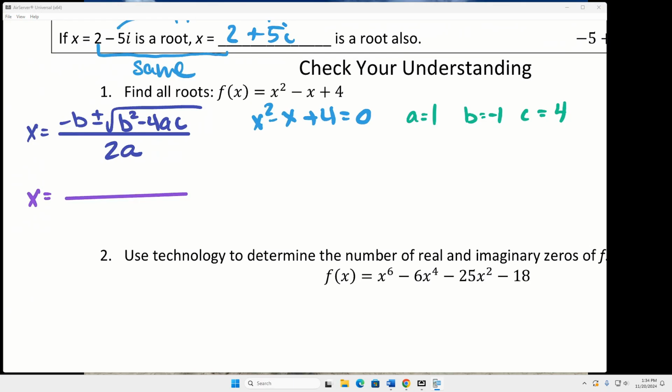And then we're going to take that a, b, and c, and we're going to plug them into the quadratic formula. So we're going to do the opposite of negative 1, which will be positive 1, plus or minus the square root of negative 1 squared. So what's negative 1 times negative 1? 1. Minus 4 times 1 times 4 divided by 2 times 1.